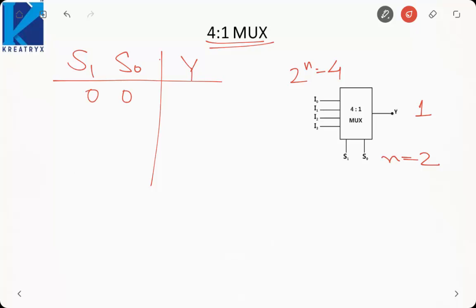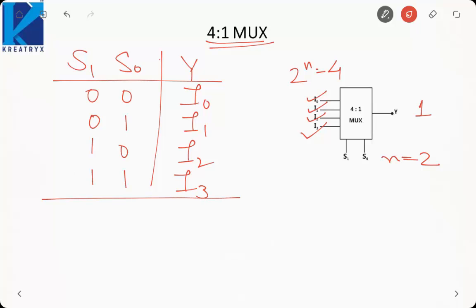There can be 4 combinations: 0 0, 0 1, 1 0 and 1 1. So when 0 0, output will be connected to I0. When 0 1, output will be connected to I1. When 1 0, output will be connected to I2, and when 1 1, output will be connected to I3. So do remember the subscript beneath the input is the same as the minterms, because these are minterms 0, 1, 2, 3.